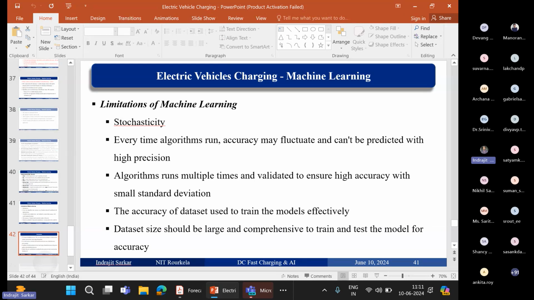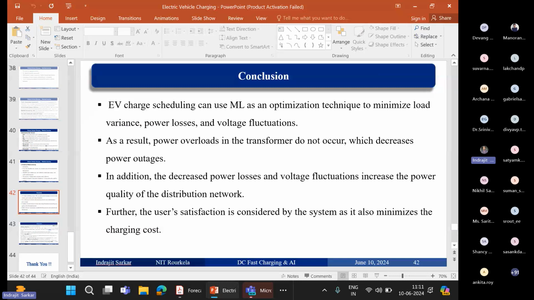Okay. So the conclusion is EV charge scheduling can use machine learning as an optimization technique to minimize the load variance, power loss, and voltage fluctuation. So with machine learning, we have to meet EV charging demand, and we have to supply from the grid. So machine learning is going to help us to save both the grid as well as the EV charging owner as well.